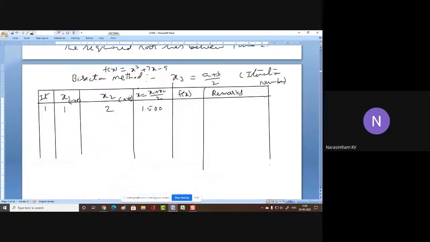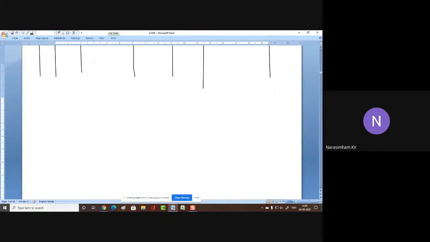Okay, listen. If we substitute 1.5 in this equation, x cube plus 7x minus 9, if you put x equals 1.5, then what happened? 4.875. Whether it is positive or negative? Positive.